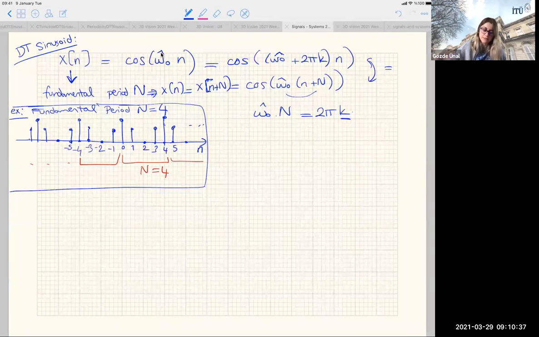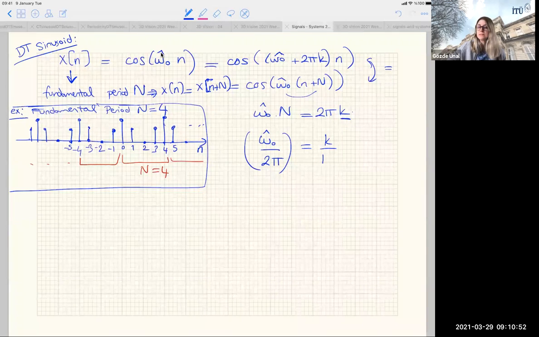So here, this is what I'm trying to get. From here, guys, you can see that this normalized frequency of the sinusoid divided by 2 pi should be a ratio of 2 integers. So that's a rational number to have a periodic discrete time sinusoid, by the way. Because I may sample the signal so that it's not becoming periodic anymore. That's an interesting fact about discrete time sinusoids, okay?